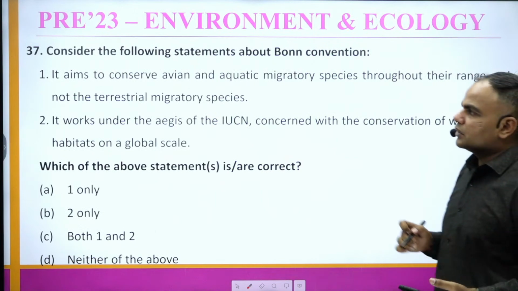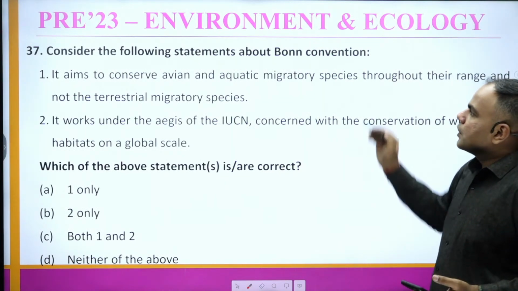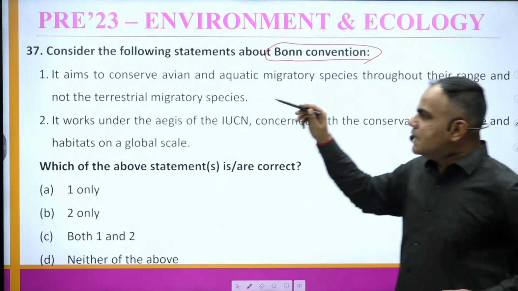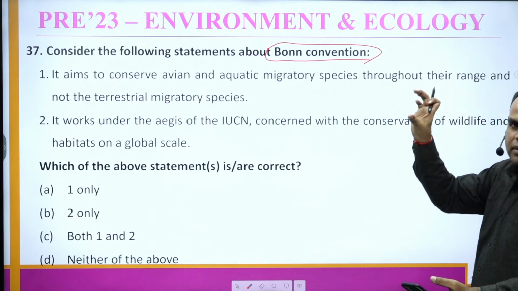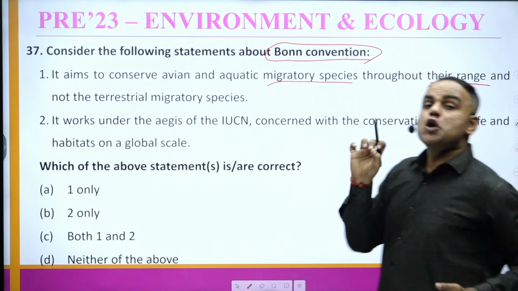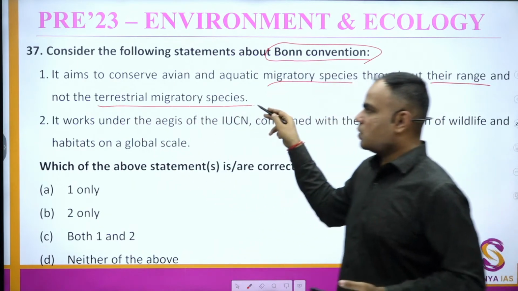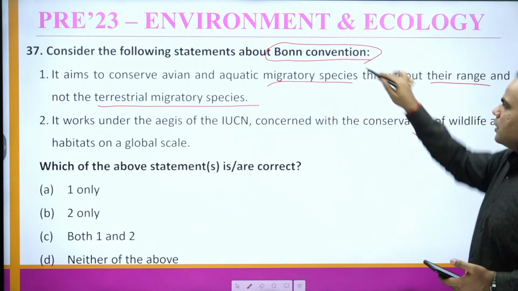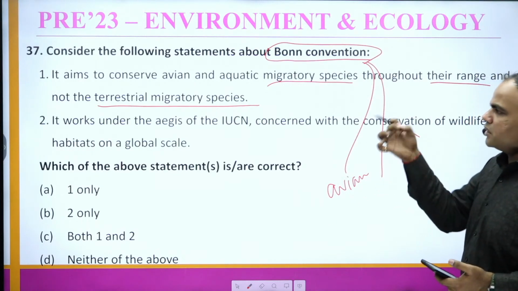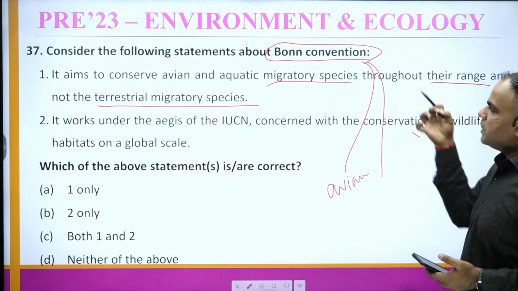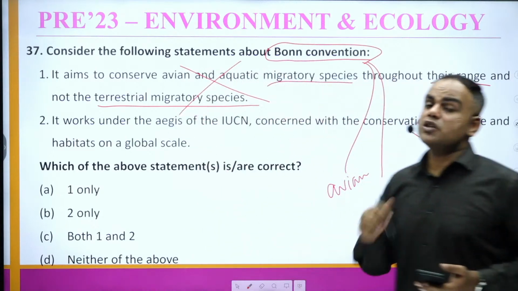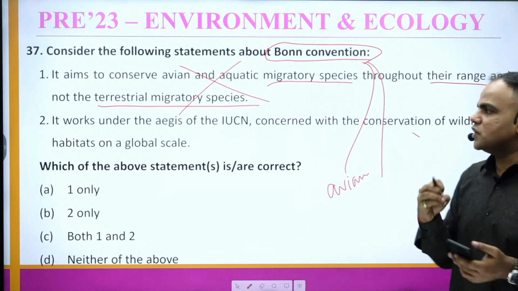Now, next question, question number 37. This is related to the Bonn Convention. It aims to conserve avian and aquatic migratory species throughout the range, but not the terrestrial migratory species. Okay. So if you know about the Bonn Convention, it covers all the species, be it avian, be it terrestrial, or be it aquatic, all are covered. So this becomes wrong. Bonn Convention is also known as the Convention on Migratory Species, right?